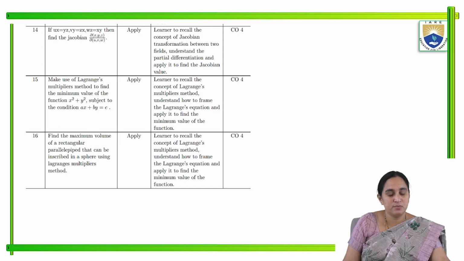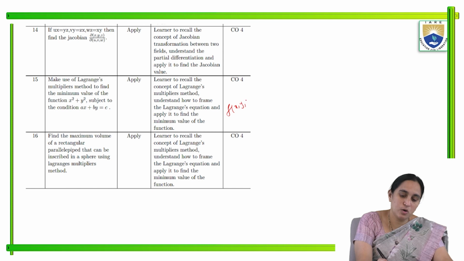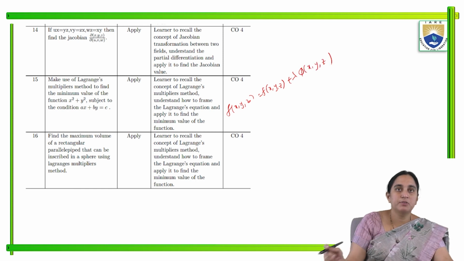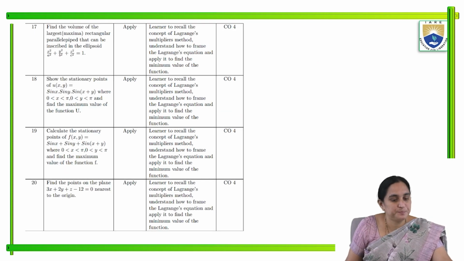Already we discussed one question previously with the Lagrange's method of multipliers. Here we have to find the minimum value. What is the formula? Capital F of xyz equals small f of xyz plus lambda into phi of xyz. Differentiate with respect to x, y, z and equate to 0; from that we get the minimum value. 16th one: find the maximum value of a rectangular parallelepiped that can be inscribed in a sphere using Lagrange's method. This is also the same as the previous question.